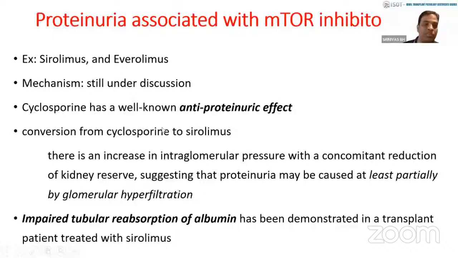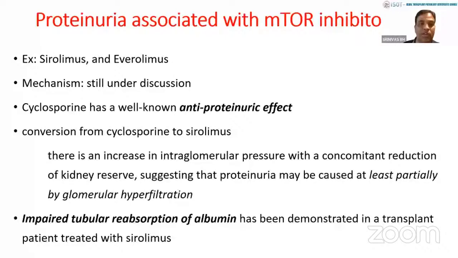Whenever the patient is transferred from cyclosporin to sirolimus, the literature says there is an increase in intraglomerular pressure with a concomitant reduction in kidney reserve, suggesting that proteinuria may be caused at least partially by glomerular hyperfiltration. So glomerular hyperfiltration is causing the proteinuria here. The other mechanism for these mTOR inhibitors is impaired tubular resorption of albumin, which also causes post-transplant proteinuria. Under immunosuppression with mTOR inhibitors, there may be development of FSGS.